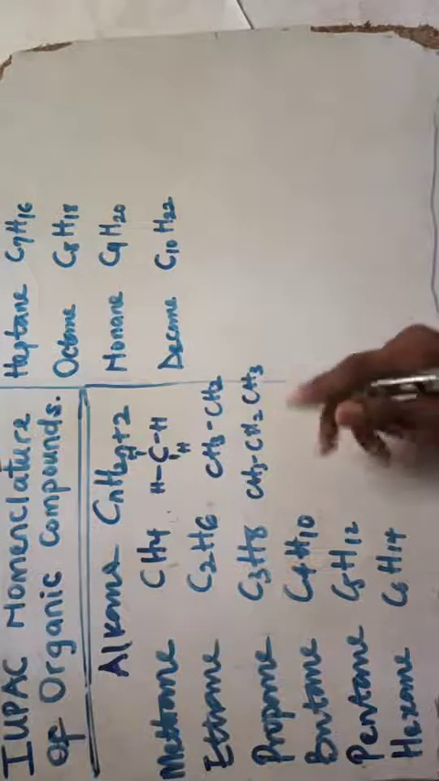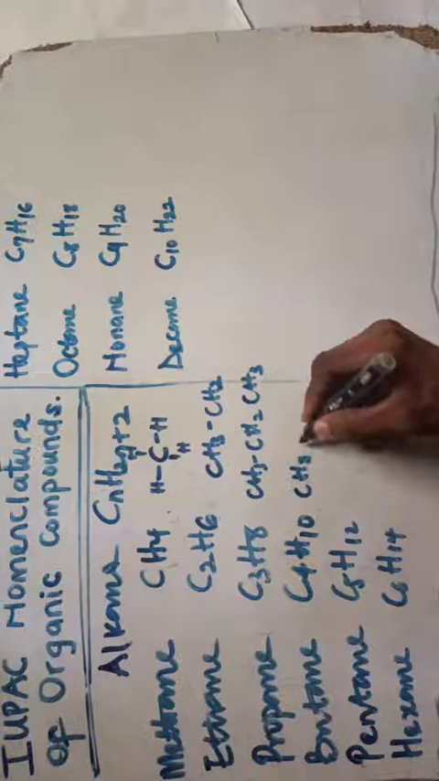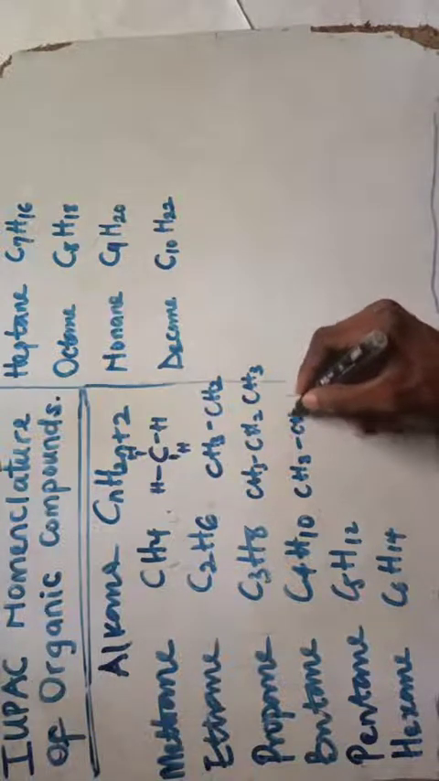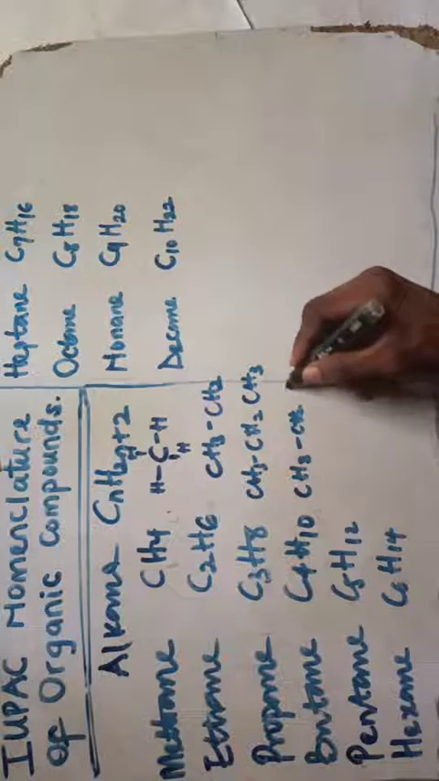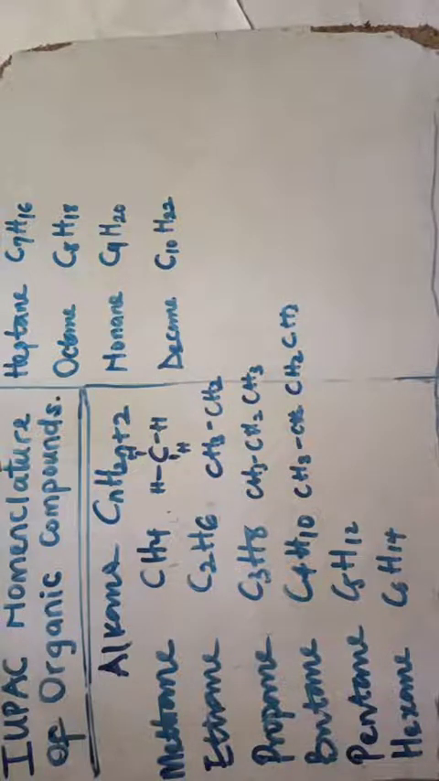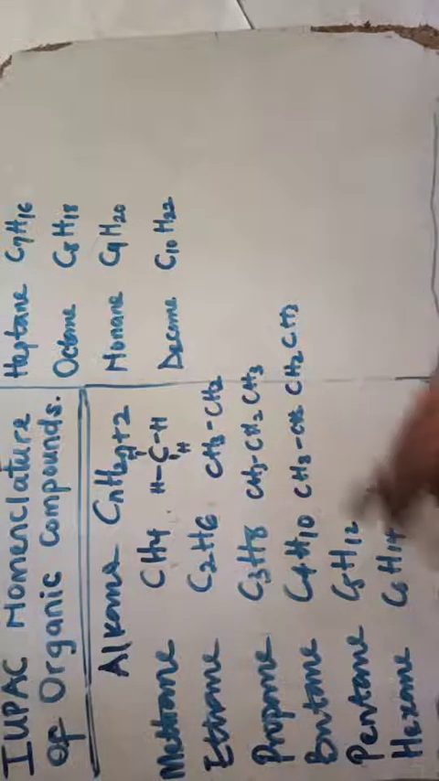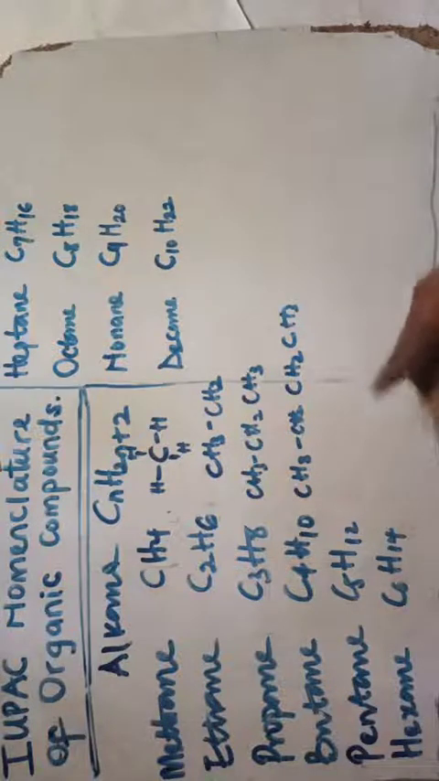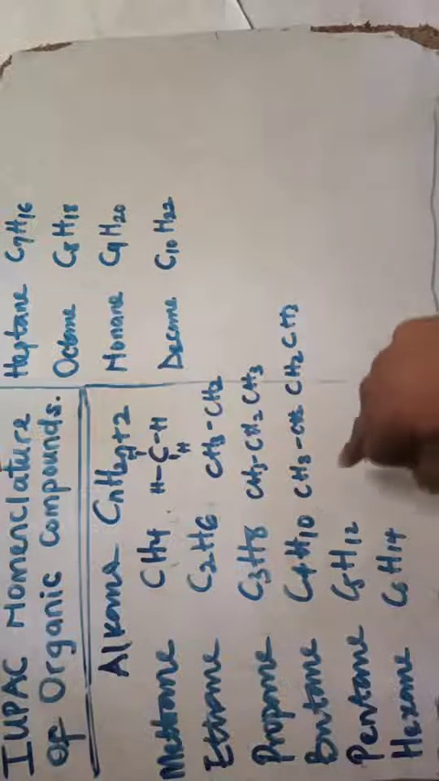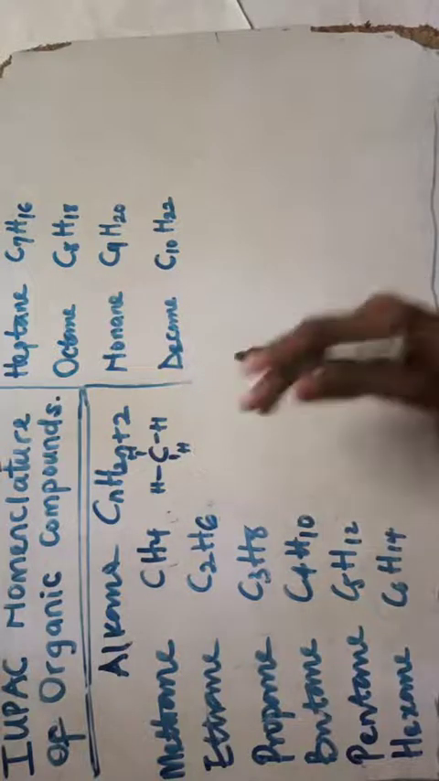How do we get this? Can you get this? CH3. What do you have? CH2, CH2, and you have CH3. So you find out that both the beginning and the end of it are CH3. It begins with CH3 and ends with CH3. Now this is the cause.